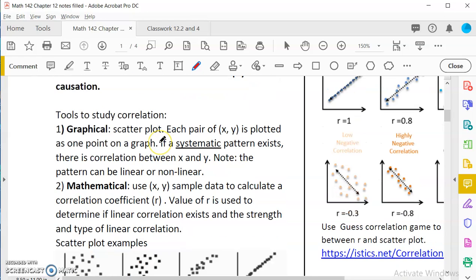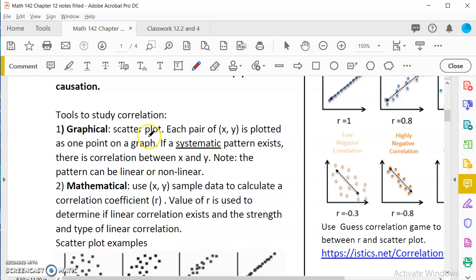So how do we study correlation? We would do two things. The first is to graph a scatter plot. Sometimes we say a graph tells more than 1,000 words, right? So a graph can actually give us a preliminary idea of the correlation.